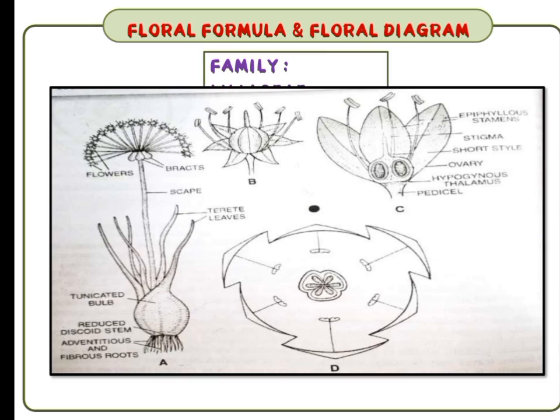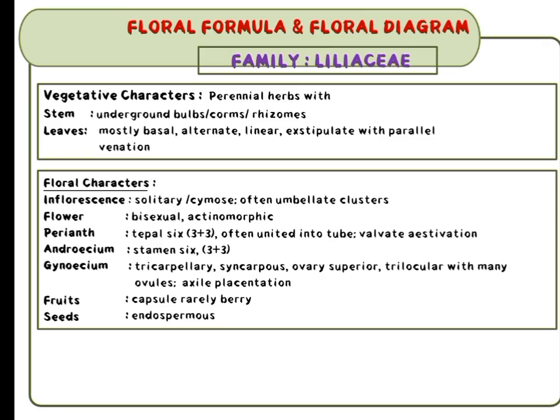Then come to the other family, that is called Liliaceae. It is a somewhat complicated family. So the vegetative characteristics of Liliaceae, that is perennial herbs. Mainly we can see the habit is perennial herbs. Perennial herbs with underground bulb, corm or rhizome. Perennial herbs and mainly the stems are underground bulb, corm or rhizome.